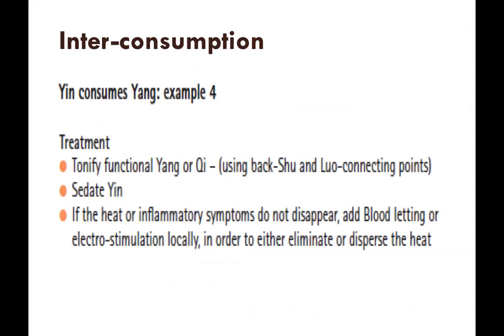So for treatment, of course, we need to tonify the qi or the functional yang by using the back-shu and the luo connecting points. And then we have to sedate the yin or reduce the yin. If the heat or inflammatory symptoms do not disappear, we can add bloodletting or electrostimulation locally to either eliminate or disperse the heat.